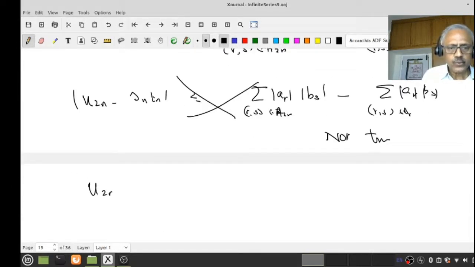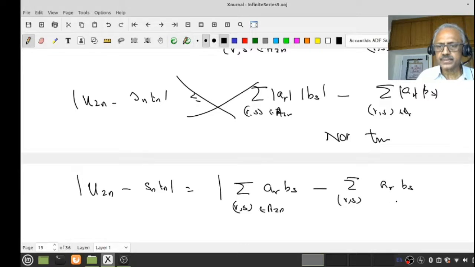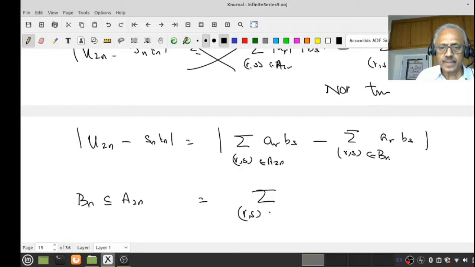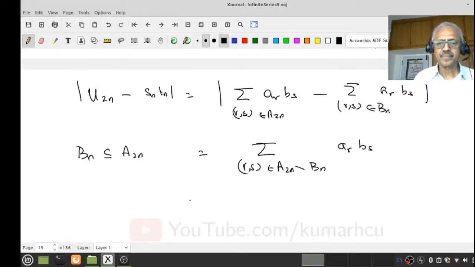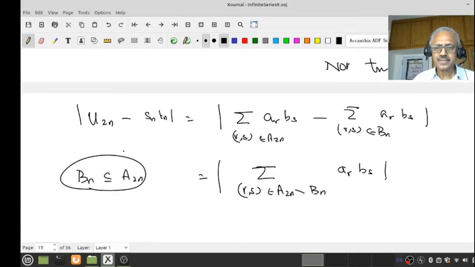So I have |u_2n minus s_n t_n| equal to |sum over r and s in A_2n of a_r b_s minus sum over r and s in B_n of a_r b_s|. Now notice that B_n is contained in A_2n. Therefore, this sum can simply be written as the sum over r and s in A_2n minus B_n of a_r b_s, in modulus. Do you understand this? If r and s is in B_n, it is in A_2n. Therefore, that will cancel.